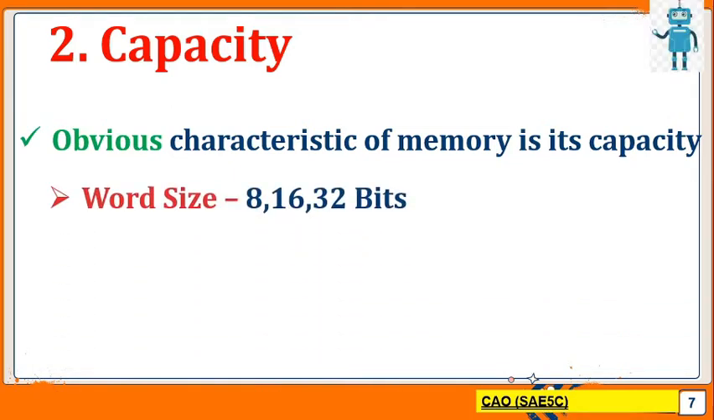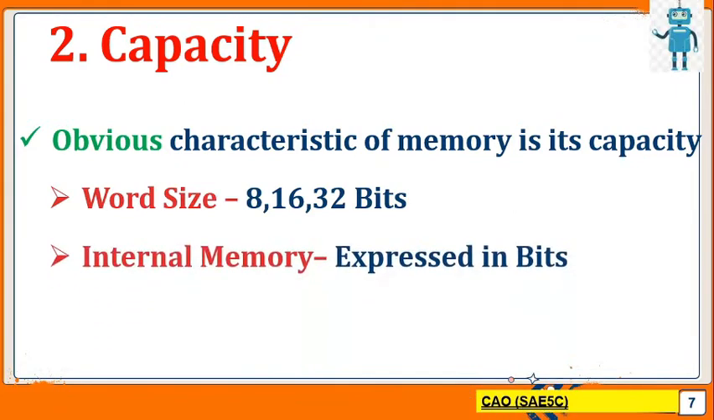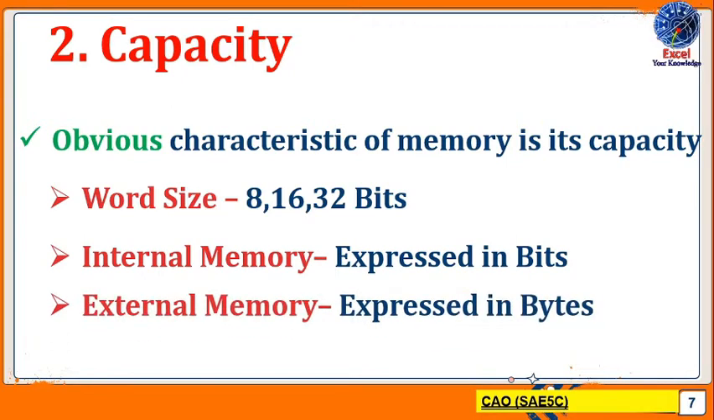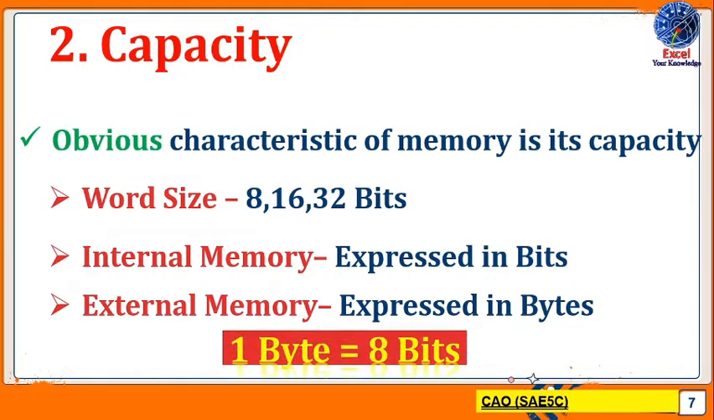Each data item is stored as a word. The word size may be 8, 16, 32, 64, 128, and it goes on; it depends. The internal memory is expressed in bits, whereas the external memory is expressed in bytes. This is another characteristic of the memory module. As you know, 1 byte is equal to 8 bits.